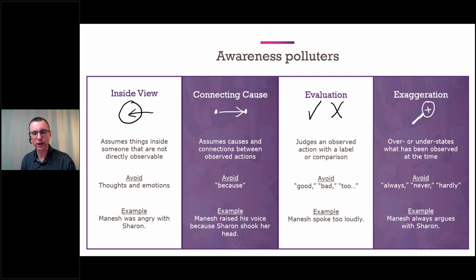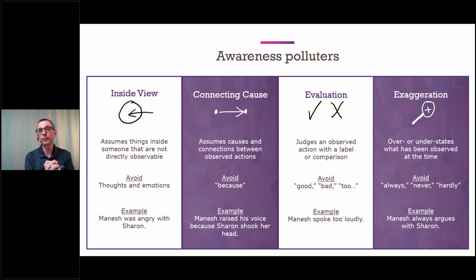Manesh always argues with Sharon. I'm observing this interaction. I'm not observing all Manesh-Sharon interactions right now. I'm just observing this one. So I can't actually say always. I don't know that. I'm not with them all the time. Even if I am, I'm only in this moment, and I'm going to say Manesh is taking some action. And you could even argue with me, and I would probably agree with you, that argue may be a judgment or an evaluation or an inside view, perhaps, as well. So we could clean that up even more. But those are examples of it.